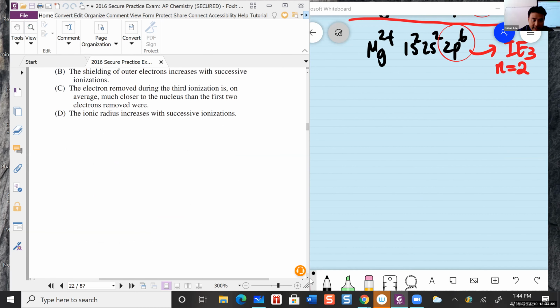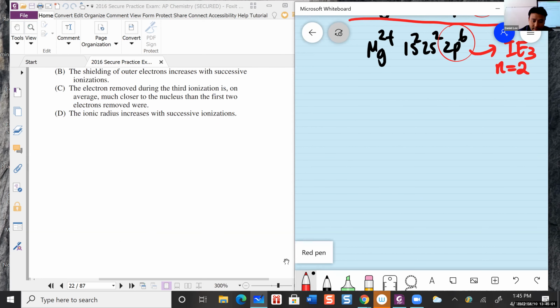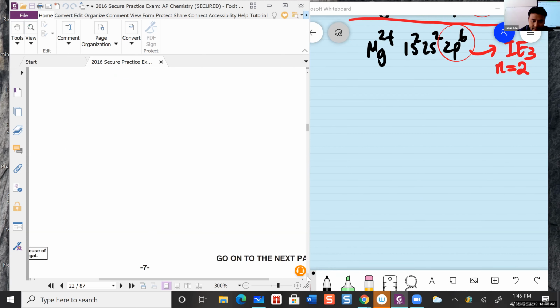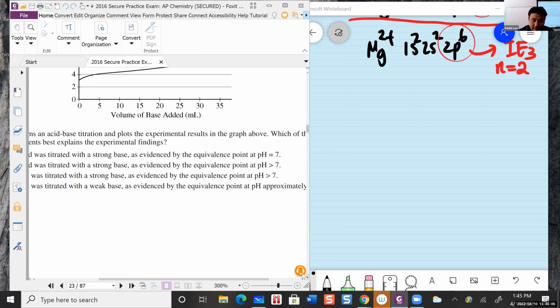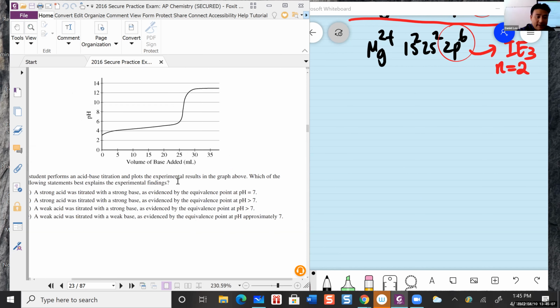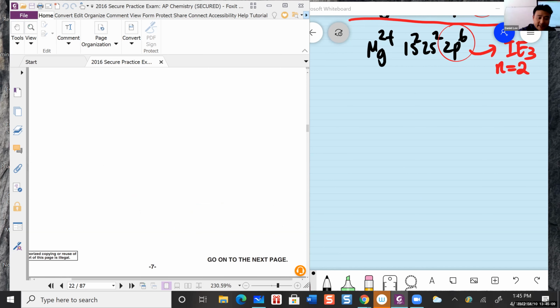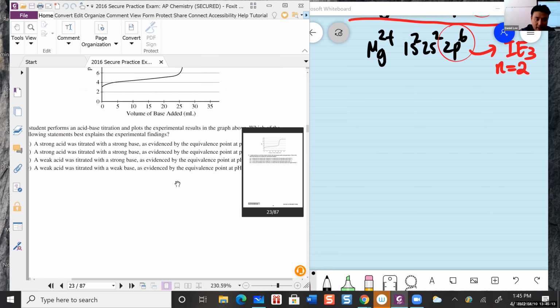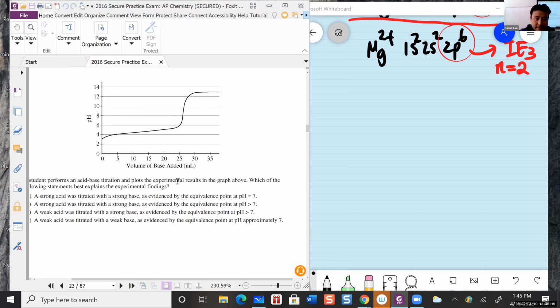Let's look at number 9. Number 9, we have a titration graph. Let's take a look at this graph, please. Okay, so this is number 9. So you can see this titration graph here.